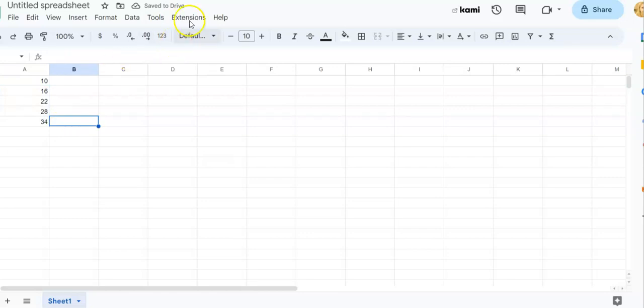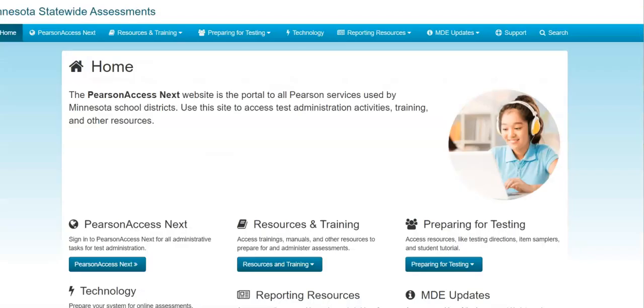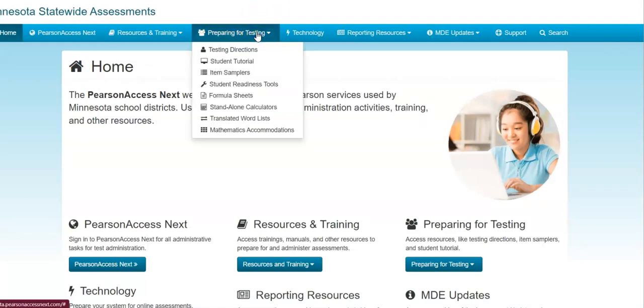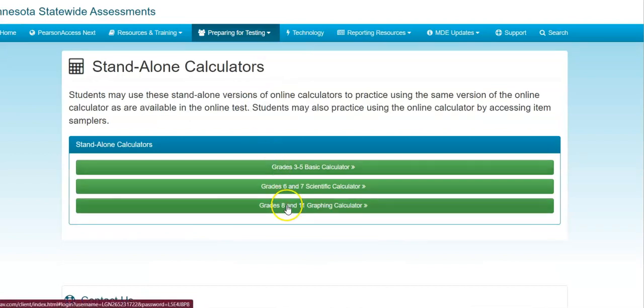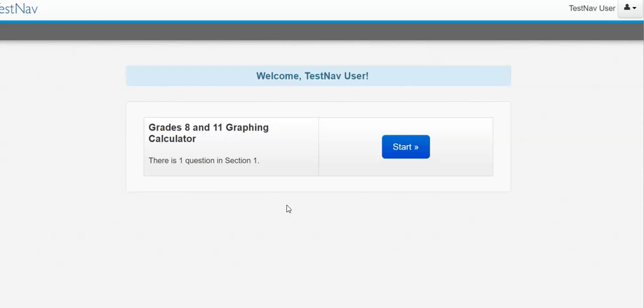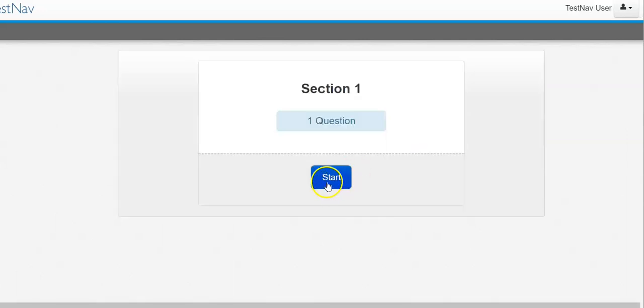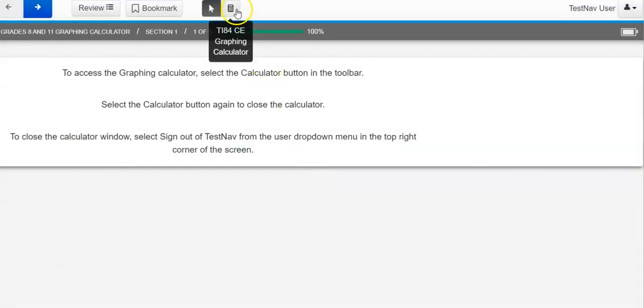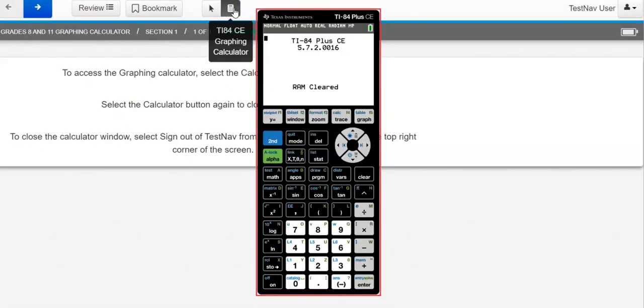Okay. Then a reminder how to use the TI-84. You're going to want to go to mca.ardale.org. That'll take you to this page right here. A little different than it used to be. Click preparing for testing. Scroll down to standalone calculators. Grade 8 and 11 graphing calculator. It's kind of a lot of clicks to get going, but once we get there and we hit the calculator, there we go.